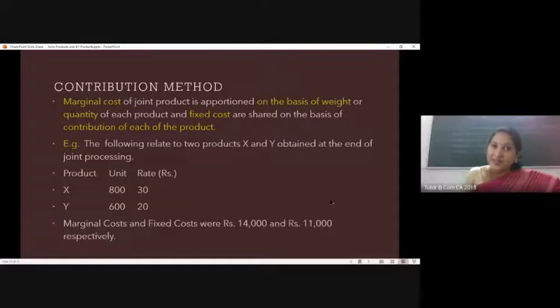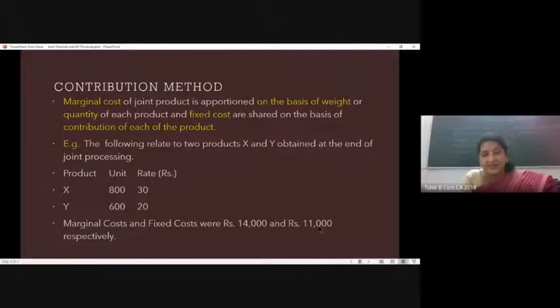Now marginal cost is nothing but the cost of producing one additional unit, or the additional cost incurred for producing one more unit. That's what we call marginal cost. So let's look at this example, which is given in this question. We are given products X and Y, with product X 800 units and product Y 600 units, and the rates are 30 and 20 respectively. And the marginal cost and fixed cost are given as 14,000 and 11,000 respectively, right? And we have to apportion on the basis of weight and contribution.